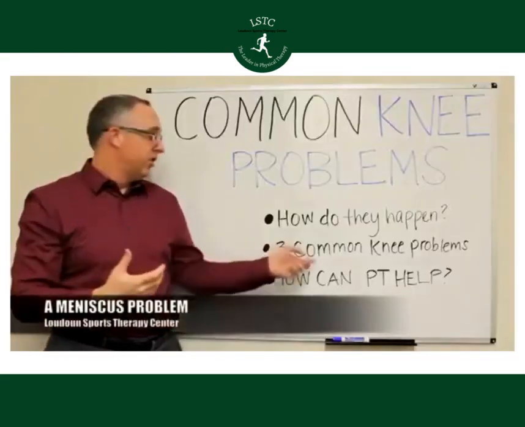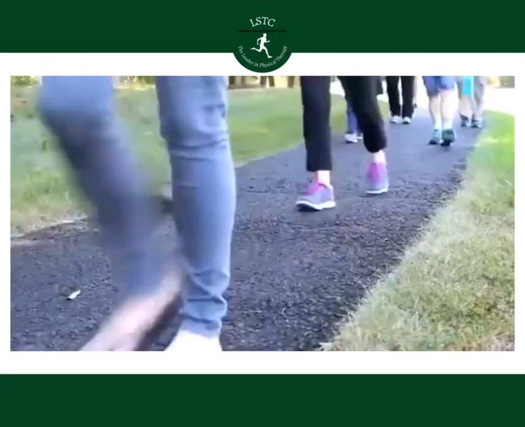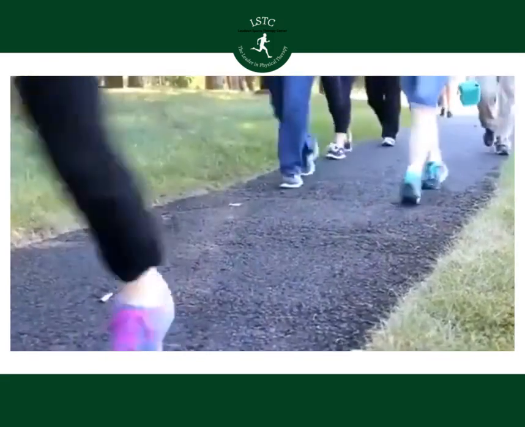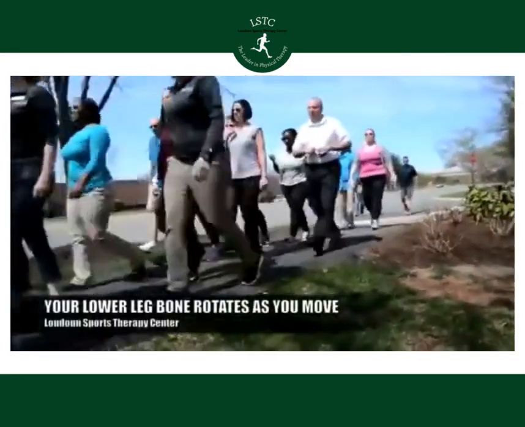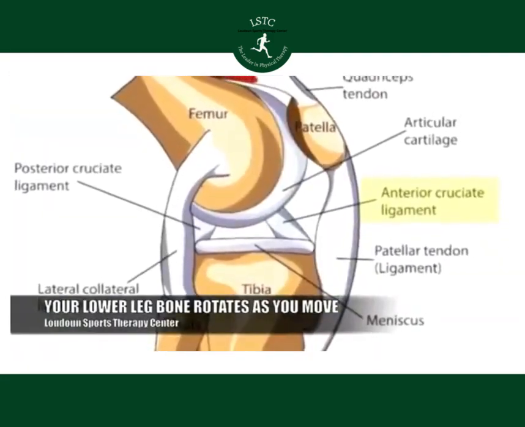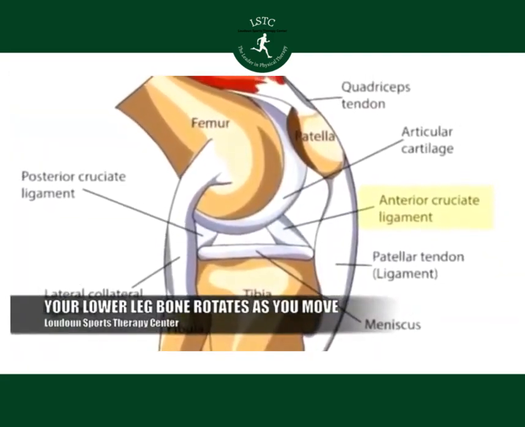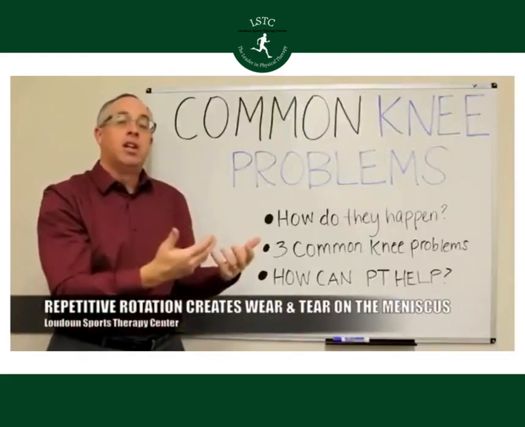A meniscus injury is the second common problem with a knee. As you are straightening your knee, as you're walking, your knee is straightening out to put that foot out in front of you, and there's actually about 7 or 8 degrees of rotation of your tibia. Your lower leg bone is rotating at the same time that it's straightening. Well, that repetitive rotation starts to create wear and tear on the meniscus.